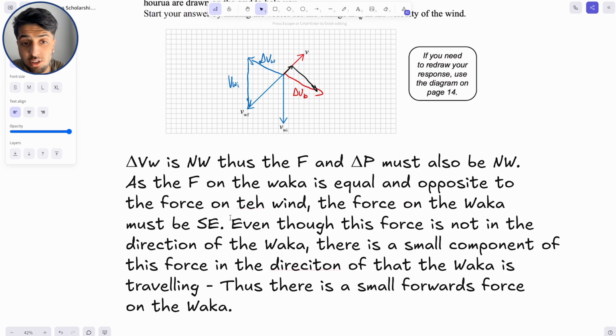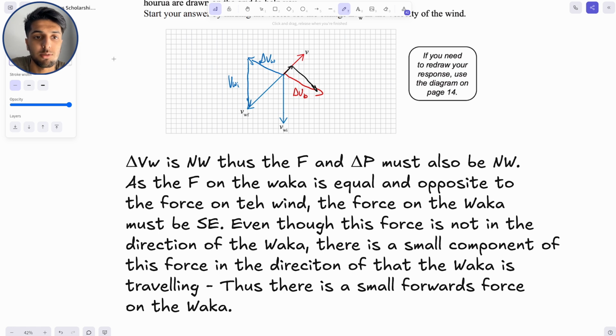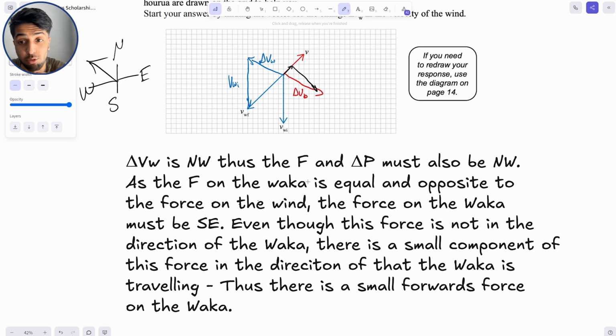The change in velocity of the wind is facing northwest. So if we have our compass right here, we have north, south, east, west. So that's that way, as you can see. Thus the force and change in momentum must also be in the northwest direction, as the force on the boat is equal and opposite to the force on the wind. The force on the water must be southeast, so equal and opposite, southeast.